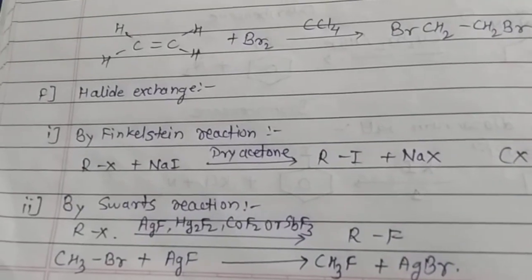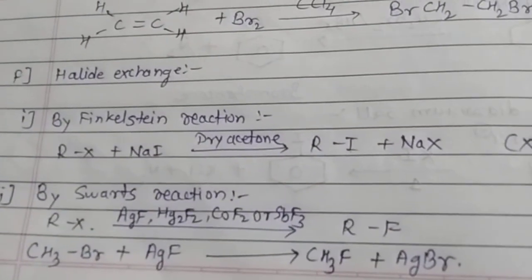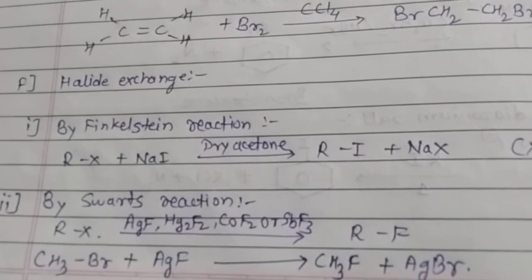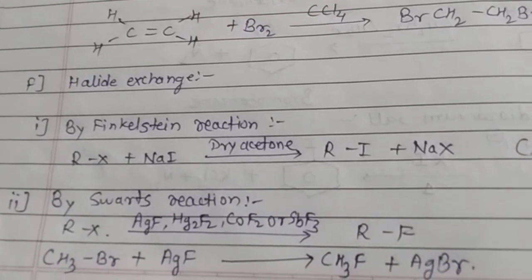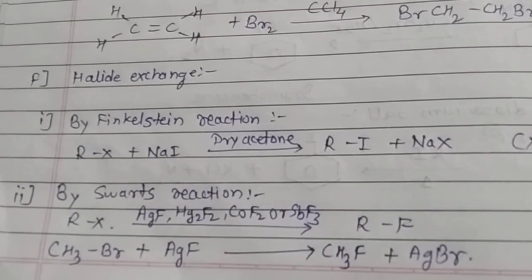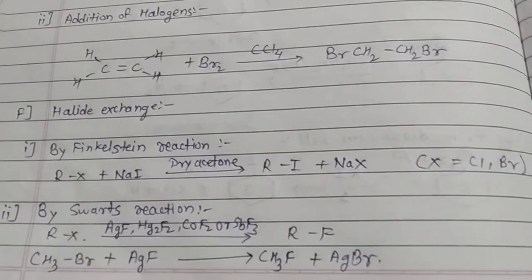So if we have to substitute fluorine, use the Swarts reaction, and when we have to substitute iodine, we use the Finkelstein reaction. So that's all.